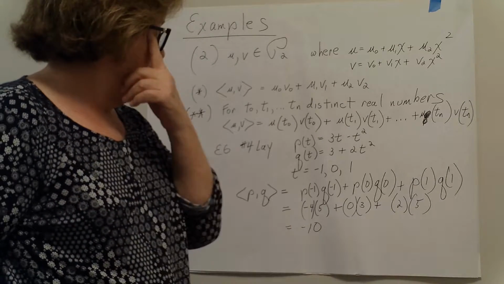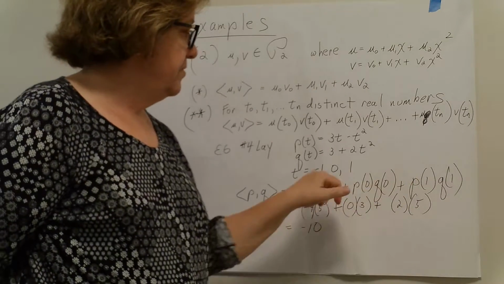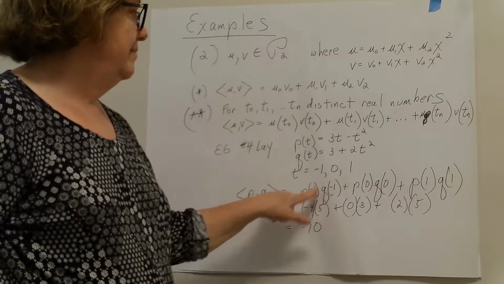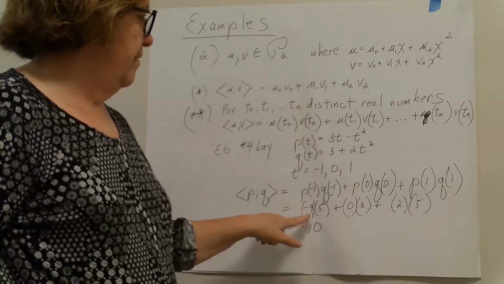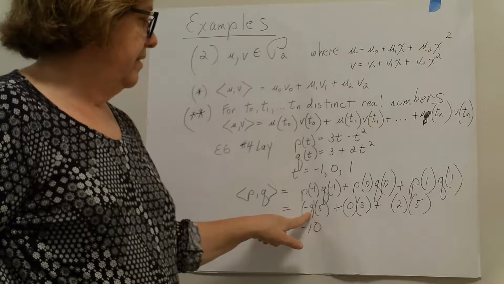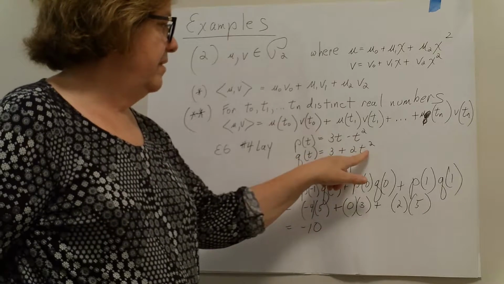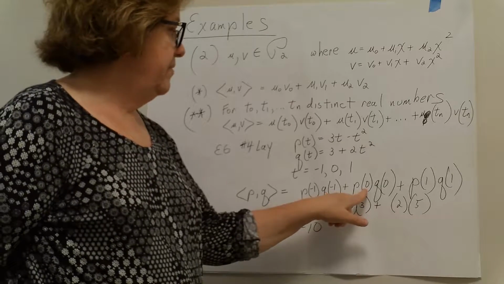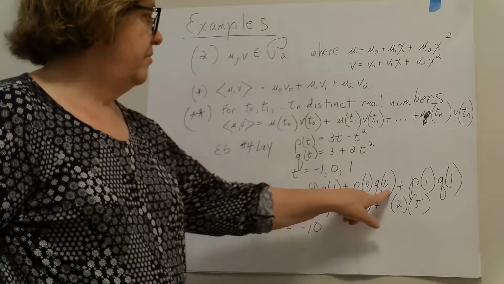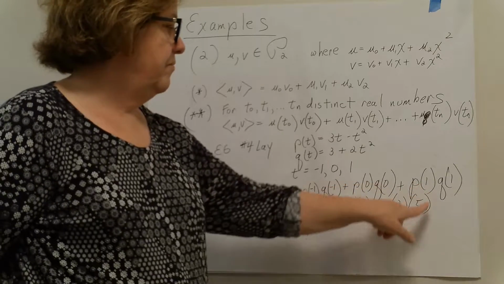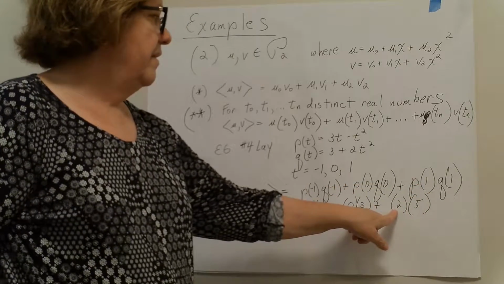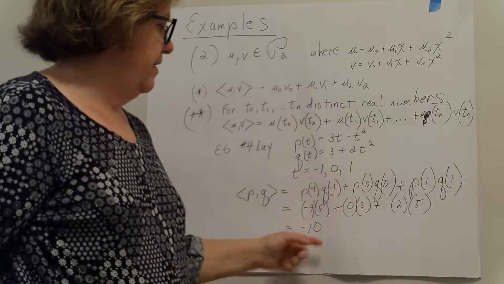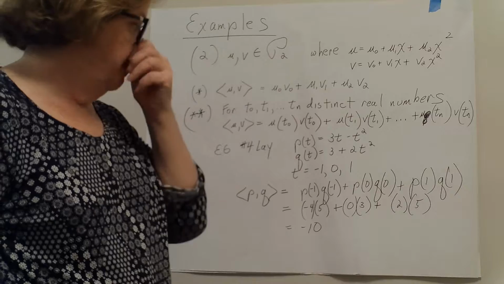So what do we do? We evaluate the polynomials at these three places. So p at -1 is going to be -4. Q at -1 is going to be 5. Multiply. P of 0 is 0. Q of 0 is 3. P of 1 is 2. Q of 1 is 5. We multiply and add and we get -10.